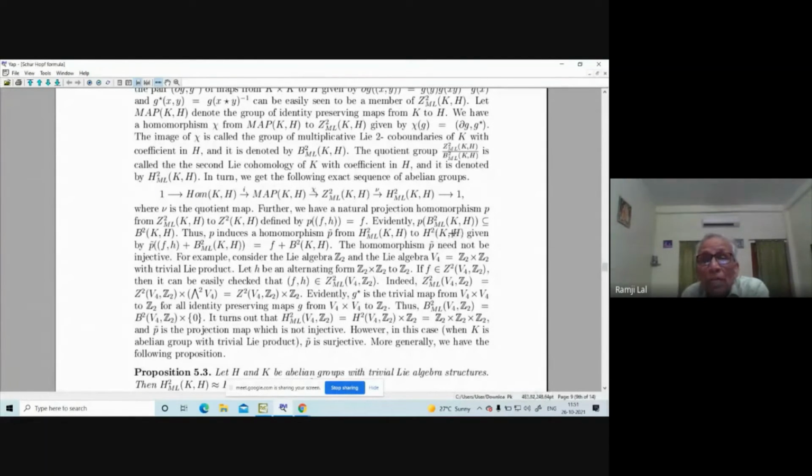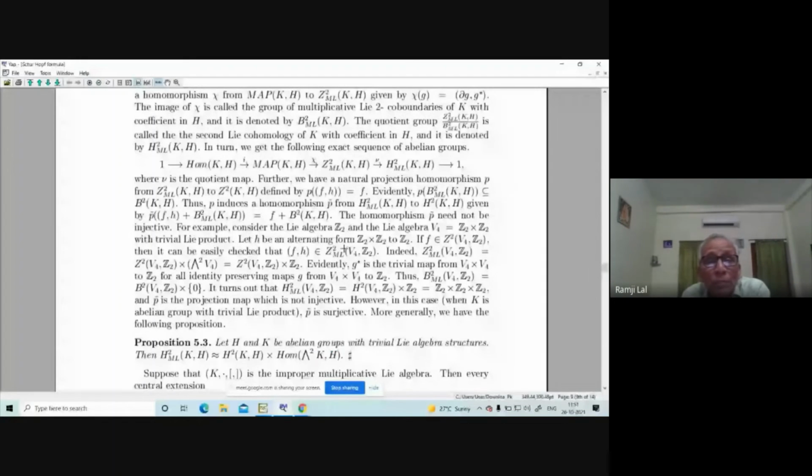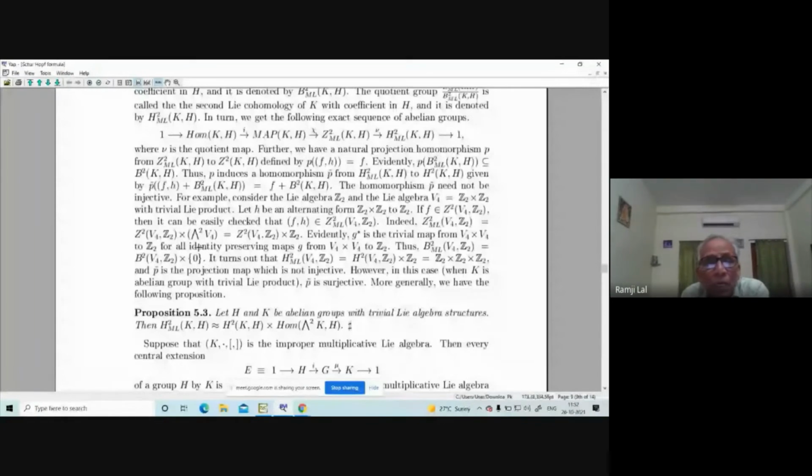So the second cohomology of the multiplicative Lie algebra, here we are considering as a group only, not a multiplicative Lie algebra. Given by this, the homomorphism P bar need not be injective. For example, the trivial example has already been given. It turns out that it's not injective, and indeed it is not even surjective.